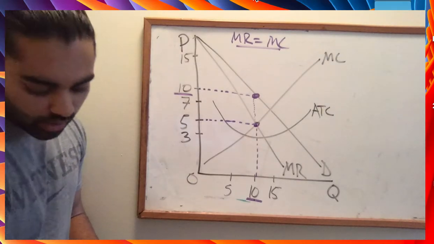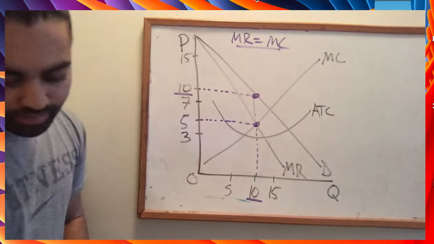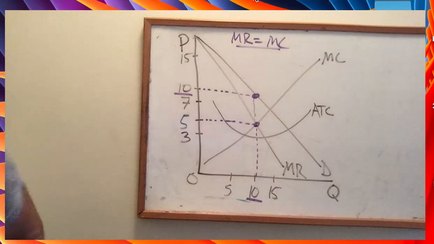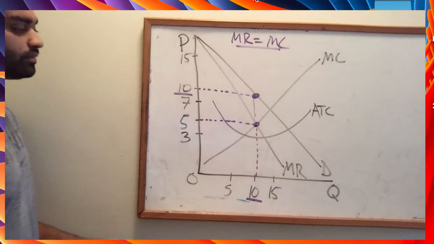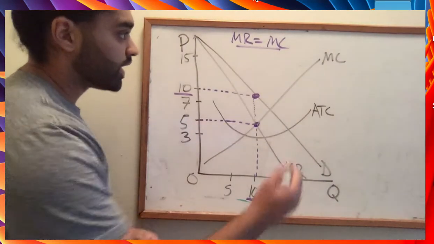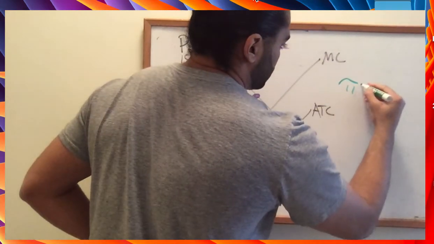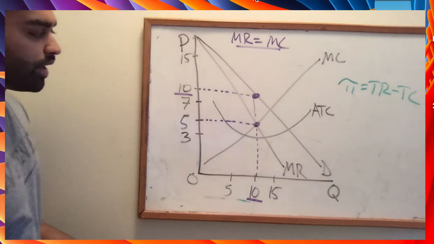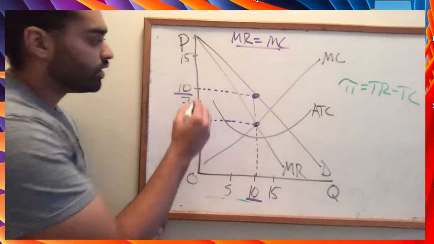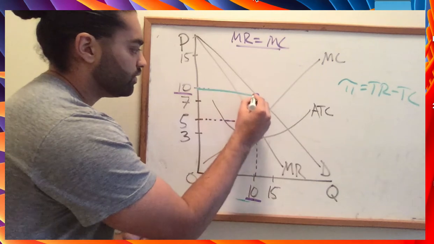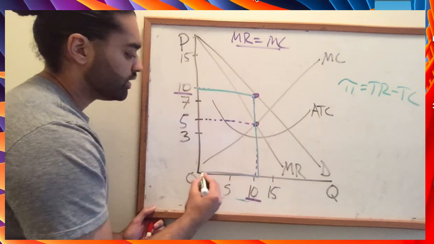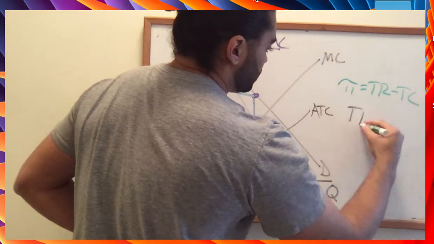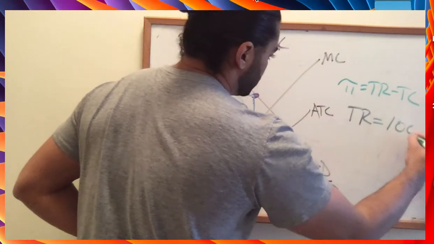So now all we're going to be doing is finding the profits. To calculate profits, it's total revenue minus total cost. Total revenue in this case is just price times quantity. So if you follow my green square, 10 times 10, total revenue equals 100.